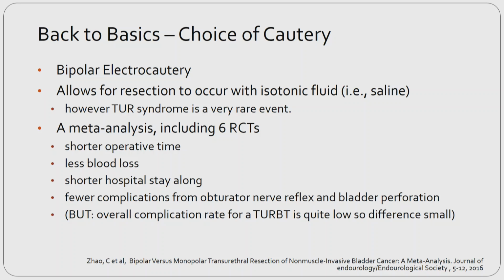Speaking of cautery, bipolar has been shown in multiple studies to clearly be superior to monopolar, shorter operative time, less blood loss, shorter hospital stay. But in general, the complications from a TURBT are so low in most people's hands that that difference is really minute. So whether you use a bipolar or a monopolar, it doesn't make that much of a difference in absolute terms, but between the two, a bipolar is better, and that is a recommendation that we have in the book and in the course.